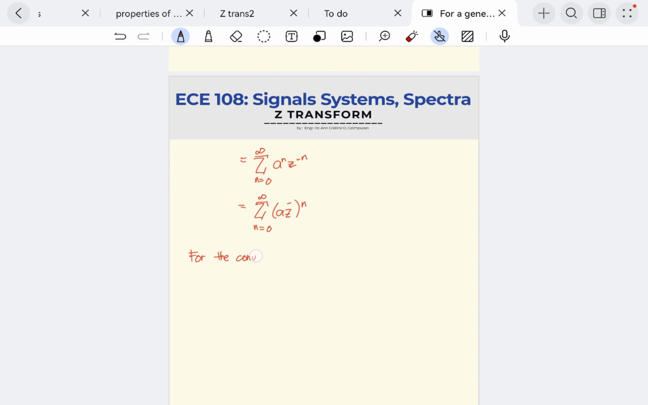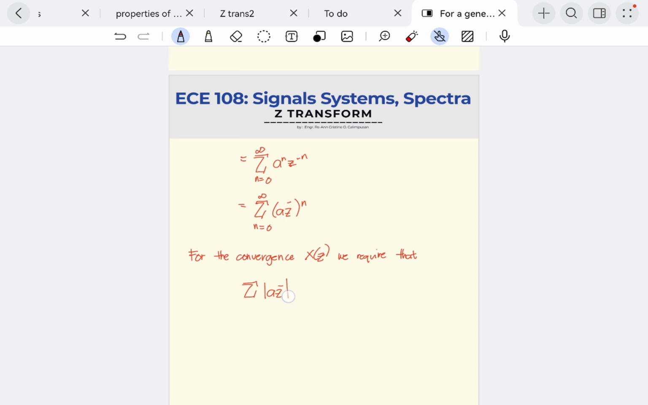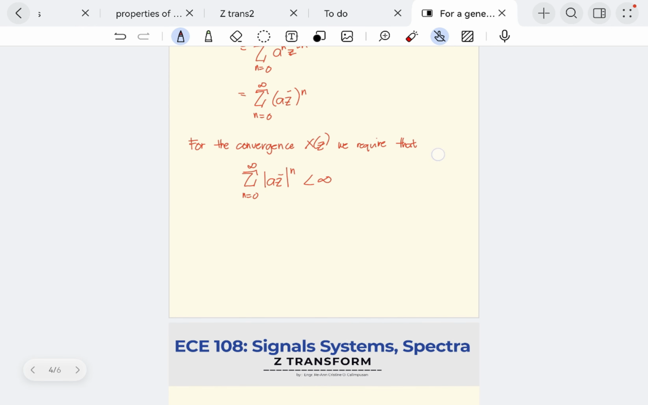So for the region of convergence of x of z, this requires that our summation of (alpha z to the negative 1) to the n must be less than infinity. So when we say converge, it must be a finite value. It doesn't go to infinity. It must have a finite value.